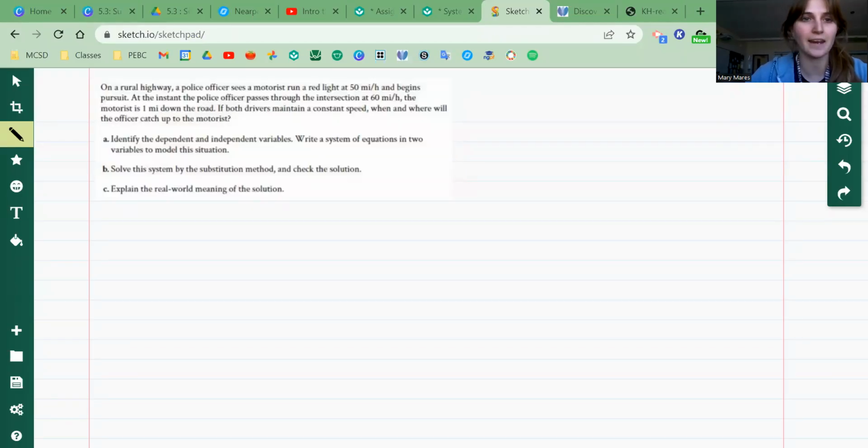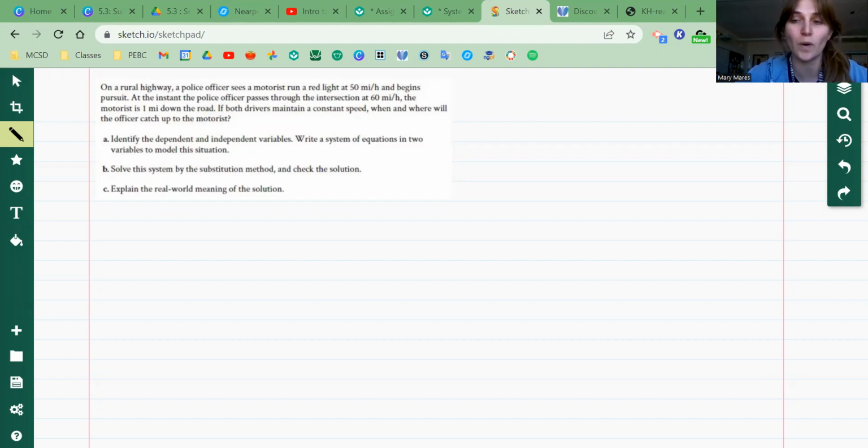Let's take a look at how we can solve a system of equations using the substitution method. So we're given this problem here. On a rural highway, a police officer sees a motorist run a red light at 50 miles an hour and begins pursuit. At the instant the police officer passes through the intersection at 60 miles per hour, the motorist is 1 mile down the road. If both drivers maintain a constant speed, when and where will the officer catch up to the motorist?